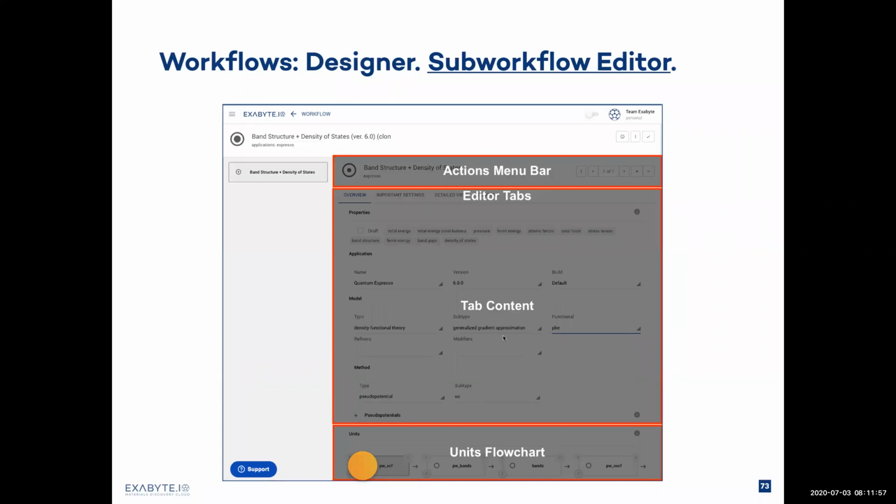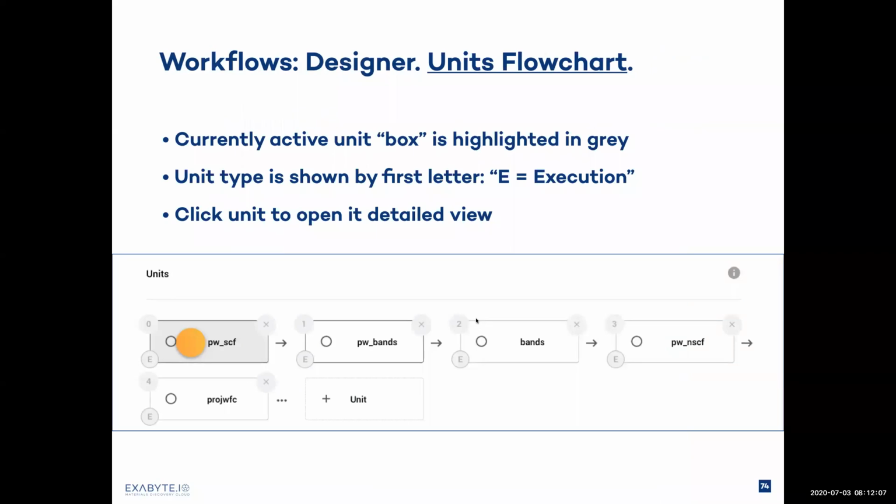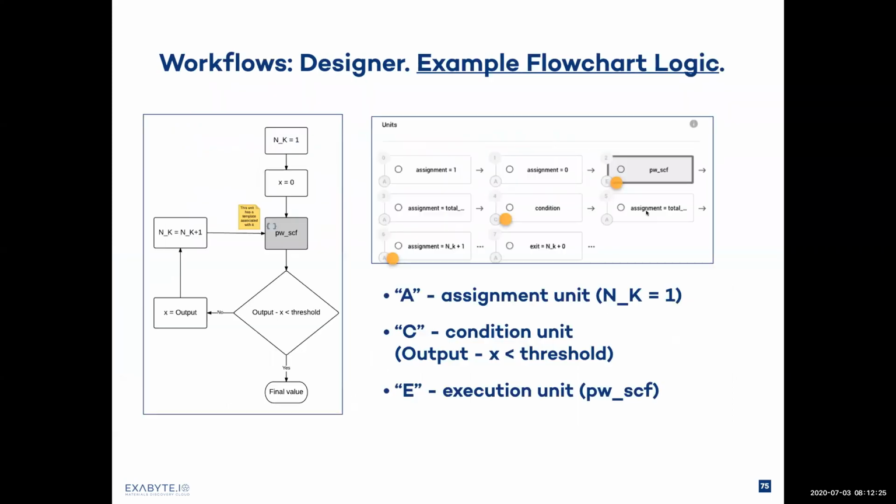Now, to be able to edit the units, we have to use the Subworkflow editor and navigate to the units flowchart. The units flowchart demonstrates the logic that is involved inside this workflow. And we can see that the currently active unit is highlighted in gray. The type of unit is shown in the bottom left corner. And we can click on the unit to open its detailed view.